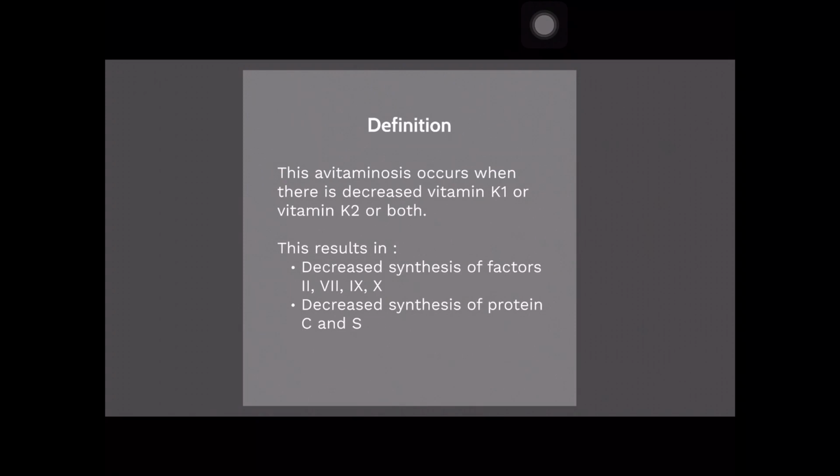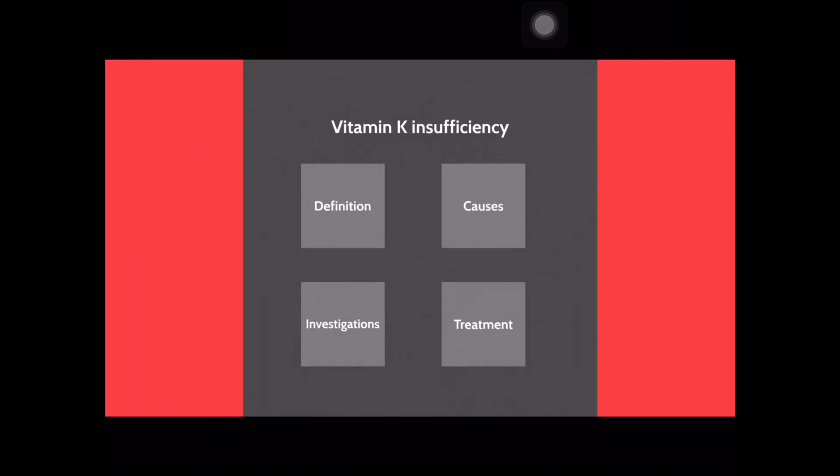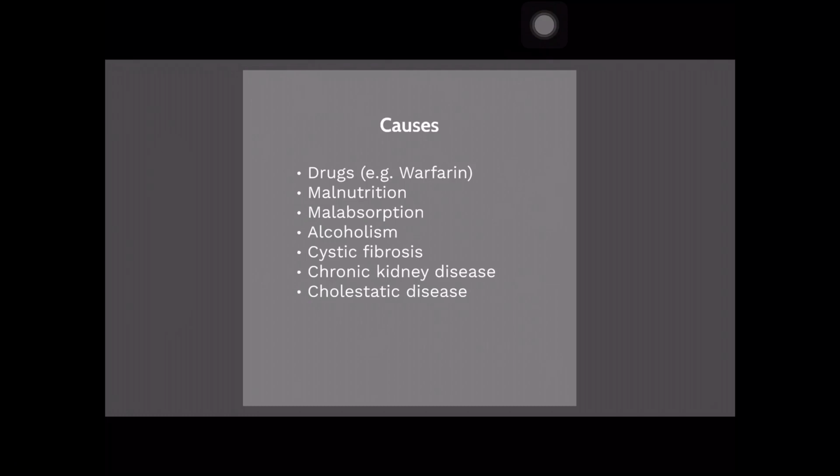Vitamin K insufficiency is defined as avitaminosis that occurs due to decreased production of vitamin K1 or vitamin K2 or both. This in turn results in decreased synthesis of factors 2, 7, 9, 10 and decreased synthesis of protein C and S. Causes of vitamin K insufficiency include drugs like warfarin, malnutrition, malabsorption, alcoholism, cystic fibrosis, chronic kidney disease, cholestatic disease, and the list goes on.